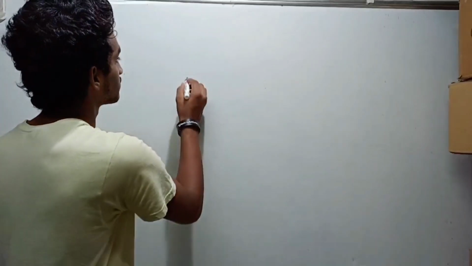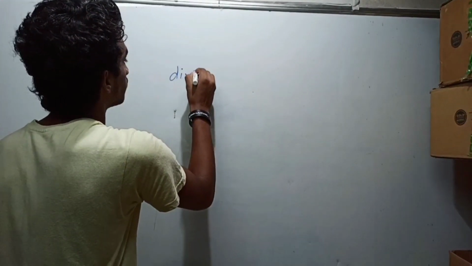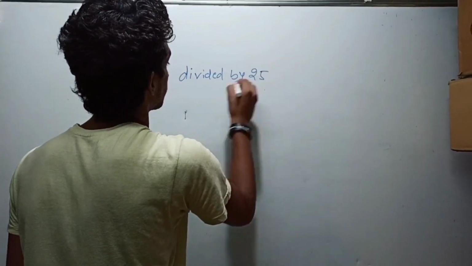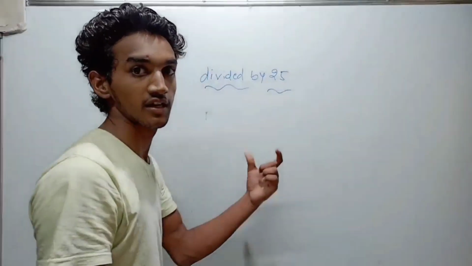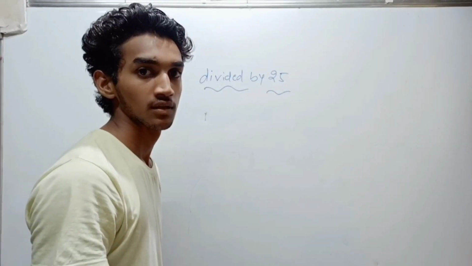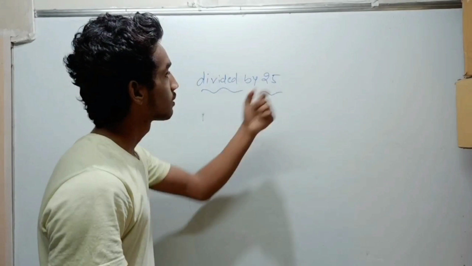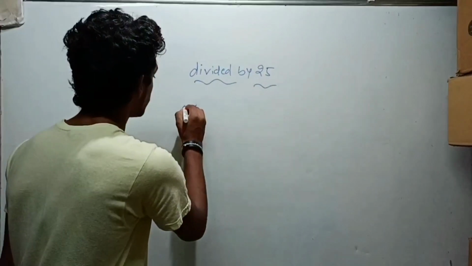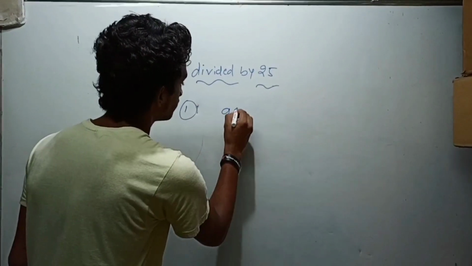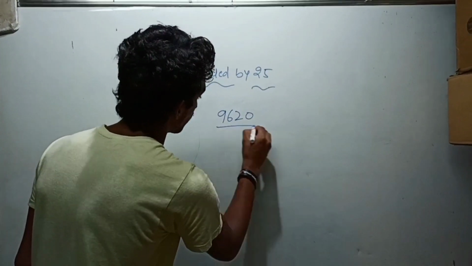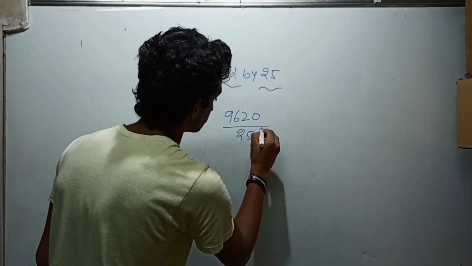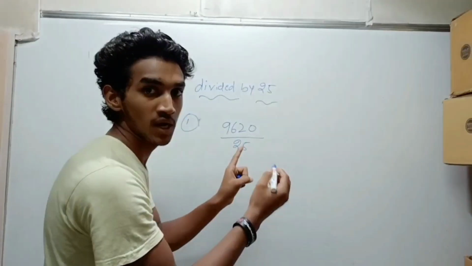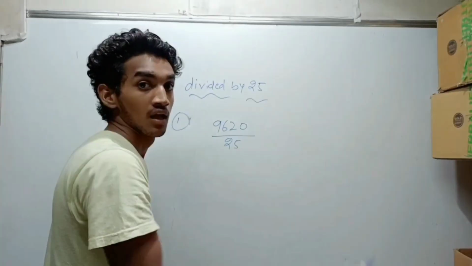And the third trick is divided by 25. See here, it is a sum about large numbers. So how to divide? Dividing by 25, directly I will get the answer. The first question is 9620 divided by 25. Remember one thing, here we should multiply the numerator by 4.